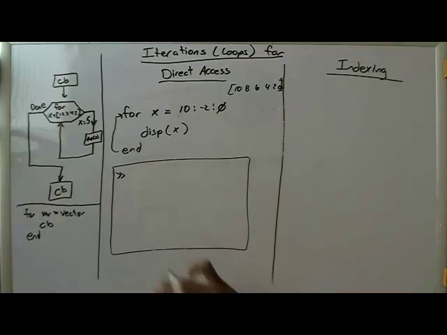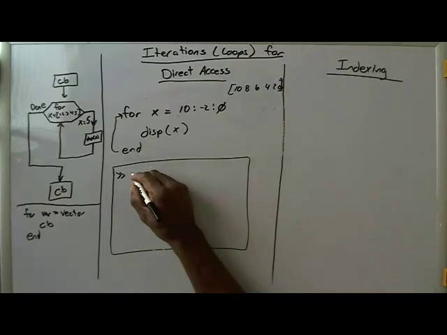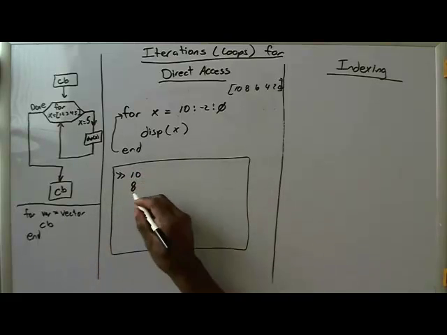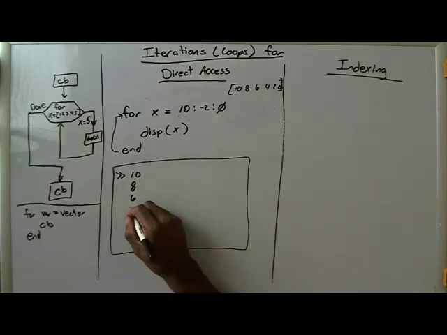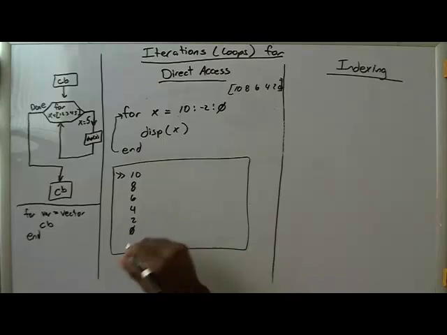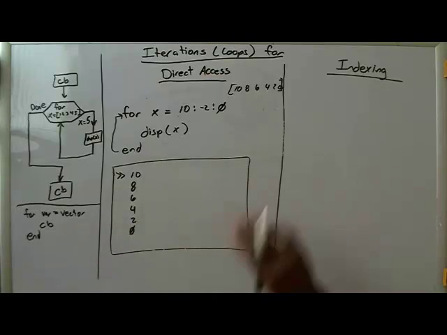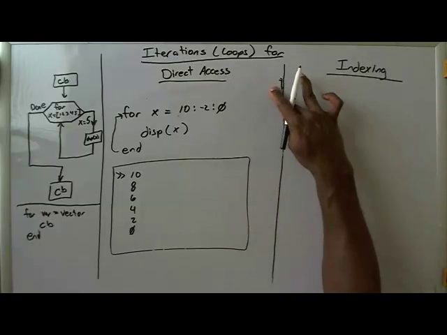So what's going to be printed out? Well, first time through, x is going to be 10. The next time through, it will be 8. The next time through, it will be 6. The next time through 4. The next time through 2. And the next time through the loop, it will be 0. Then it ends and exits out. And so it also works.